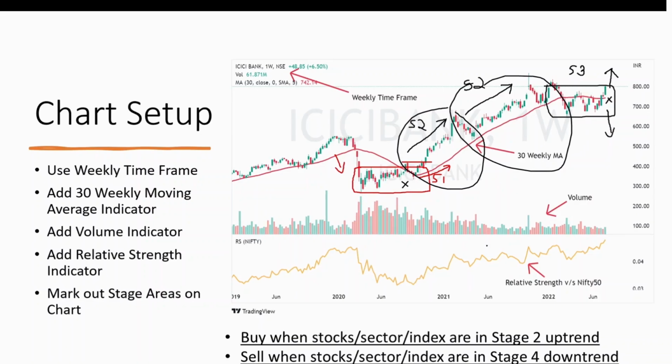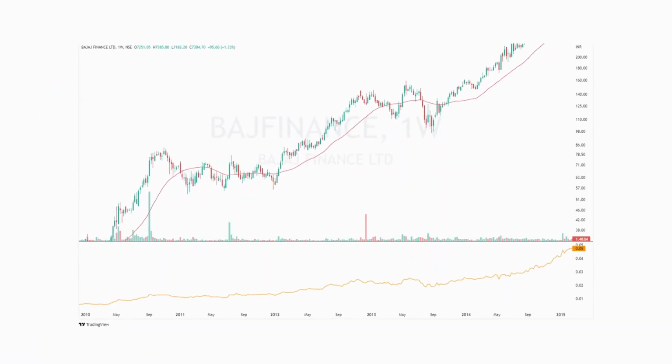We'll discuss this more in detail going forward. So over here I have one more example, and I wanted to show you the power of stage analysis and how we can use it to catch stocks that are in multi-year bull runs, and what we can also call a multi-bagger stock. So we'll try to analyze this stock called Bajaj Finance.